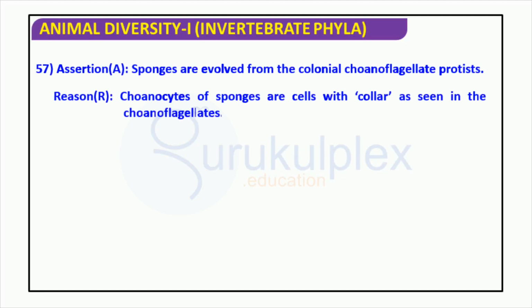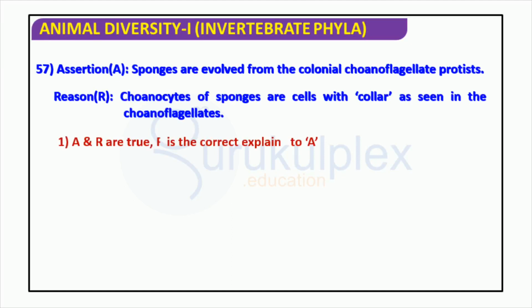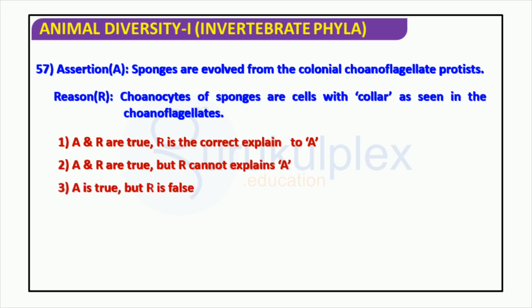The evolution of sponges from the colonial choanoflagellate protists is an important intricate evolutionary process. This is supported by the resemblance between choanocytes of sponges, which have a collar, similar to choanoflagellates. This assertion and its explanation are true.